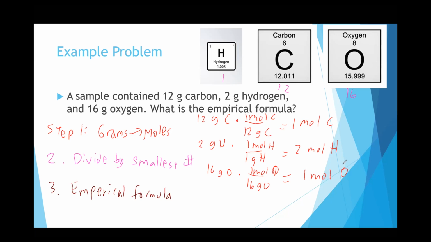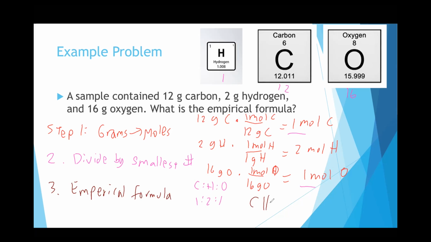So that's step 1. Now we go to step 2 and we divide by the smallest number. We see that 1 and 1, that's the smallest number. So we divide by 1. So C1H2O1. We divide by 1, which does nothing. And then step 3, we use these coefficients in our empirical formula.